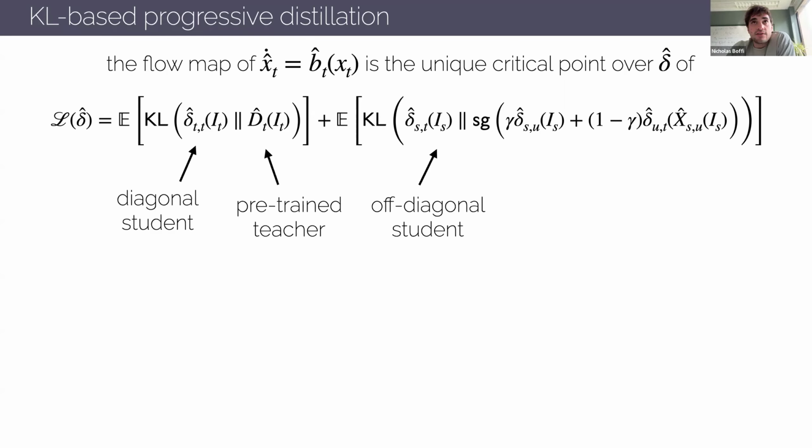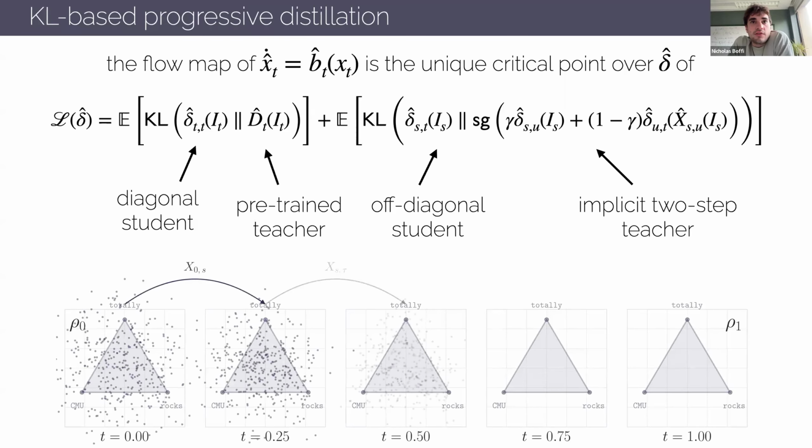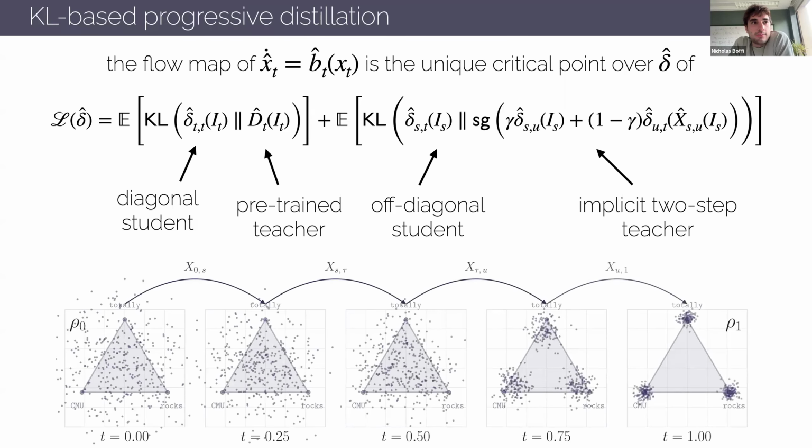Then I have an off-diagonal student, and I'm matching that guy to this kind of convex combination of two smaller steps on the off-diagonal. And again, I'm doing so with KL to kind of effectively capture this one-hot geometry. When you stick all of this together, what you can learn is a flow map that lets me jump along the simplex.